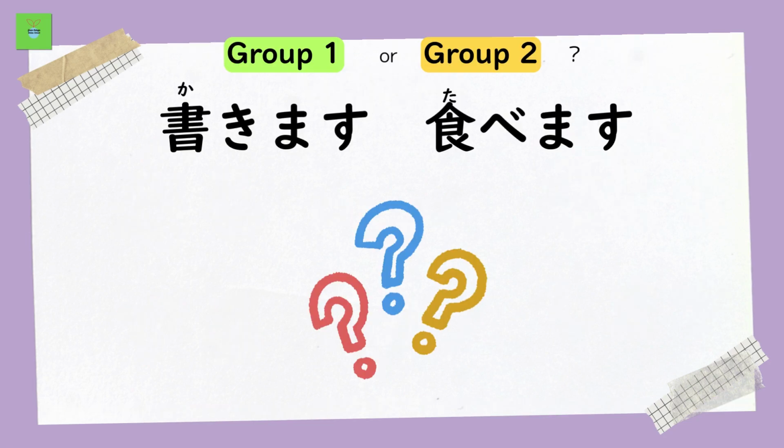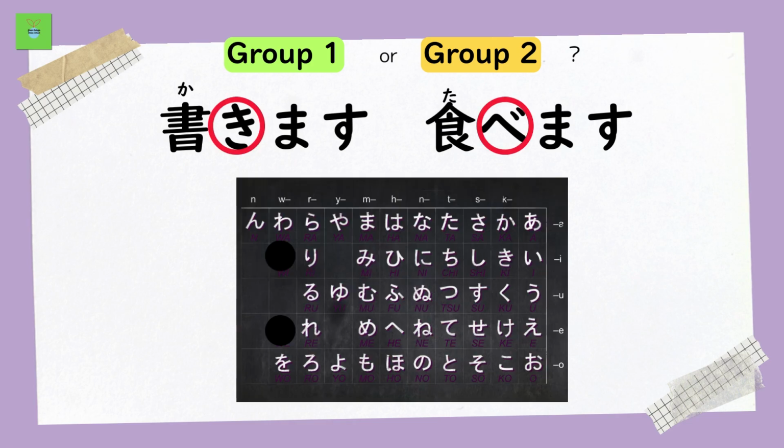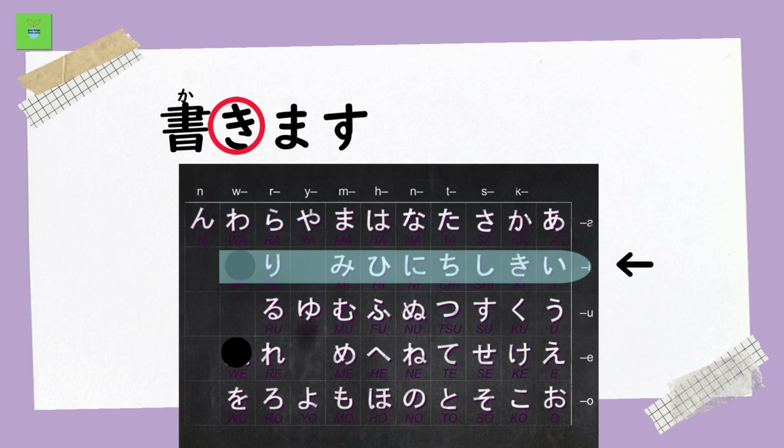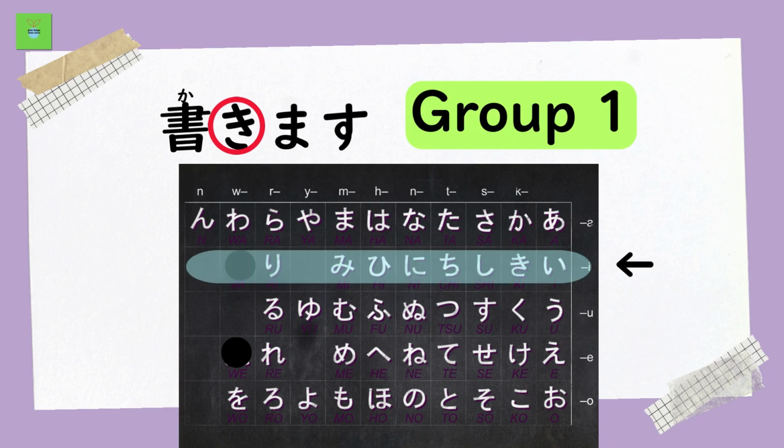Next, we learn how to differentiate between Group 1 and 2. The key is to look at the sound before masu in the masu form. A 50 sound chart will make this easy to understand. If the sound before masu is an I sound, it's Group 1.